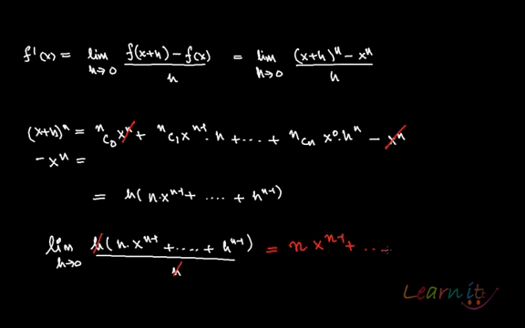Okay, and then all the terms which involve h to the power of something will become 0, and the only term which will remain is this term. So it is n x^(n-1). So f'(x) is equal to this, n x^(n-1).